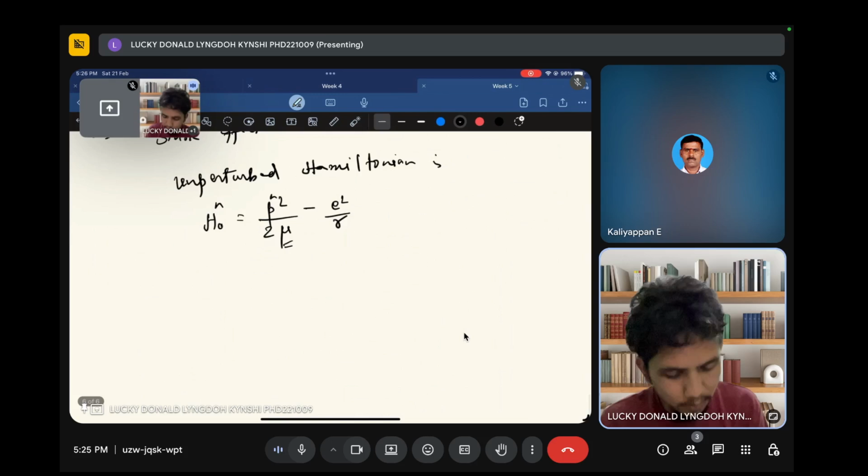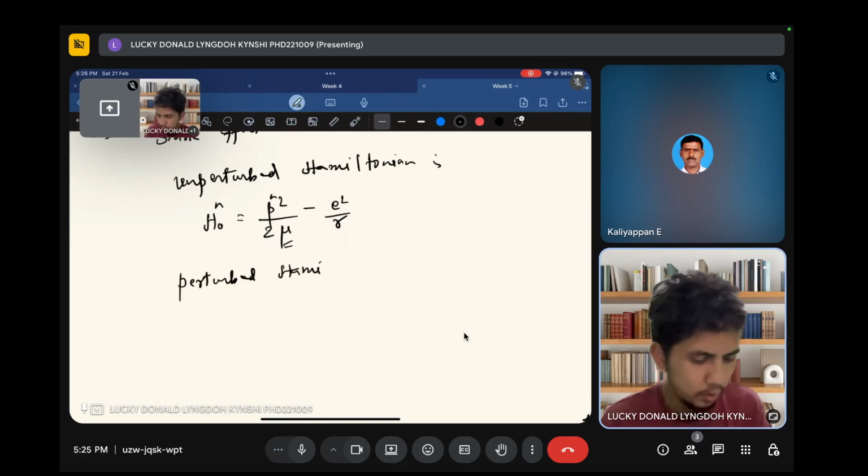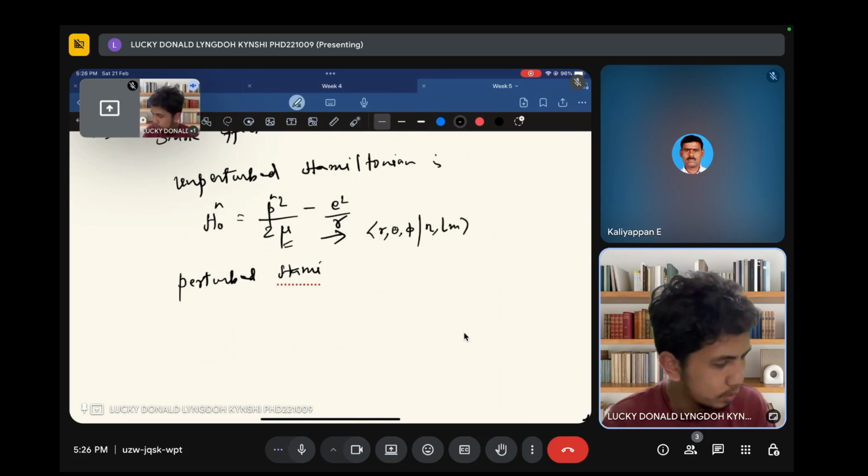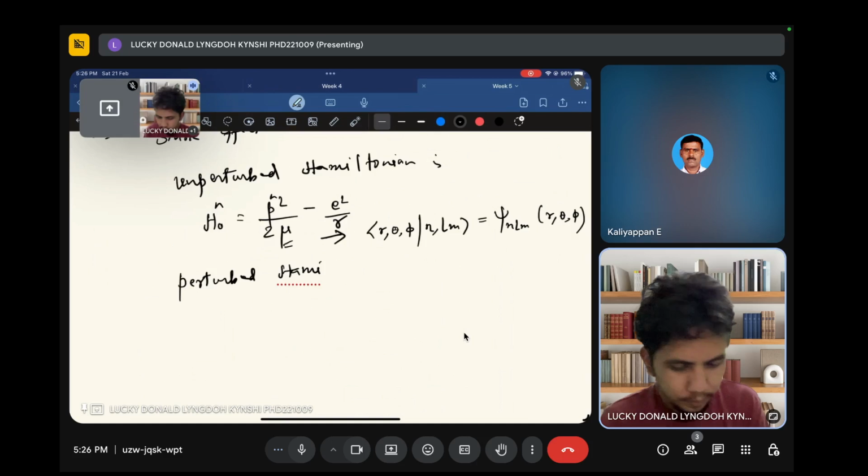Now the perturbed Hamiltonian, oh sorry, before this let me write the eigenfunction. The eigenfunction of r, this is a spherical polar coordinates problem, r theta phi, operating on the state n l m, which is also equal to psi n l m of r theta phi, right?